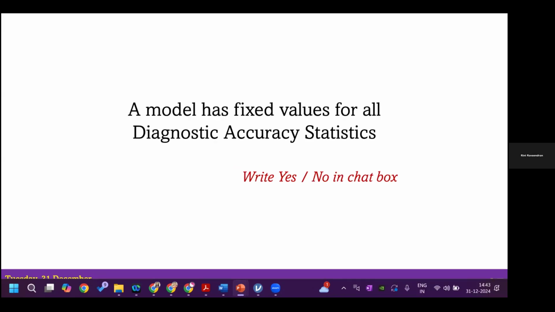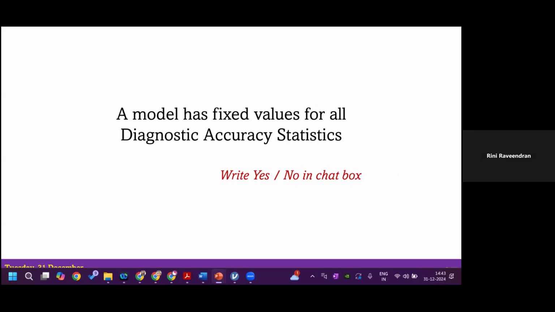Okay. Rini, do you want to say something? I actually thought that for each cutoff, it has got the diagnostic accuracy. No, that is correct. Okay, got it, got it. Then you are also, yeah, also. I thought the other way. That's okay. If you got the concept, that's more than enough.